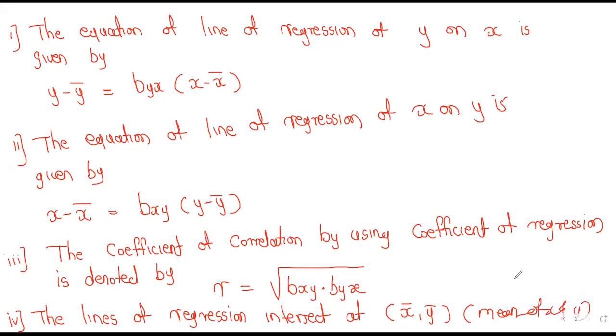So what is the relation between the coefficient of correlation and the coefficient of regression? Small r is equal to the square root of bxy into byx. Okay.